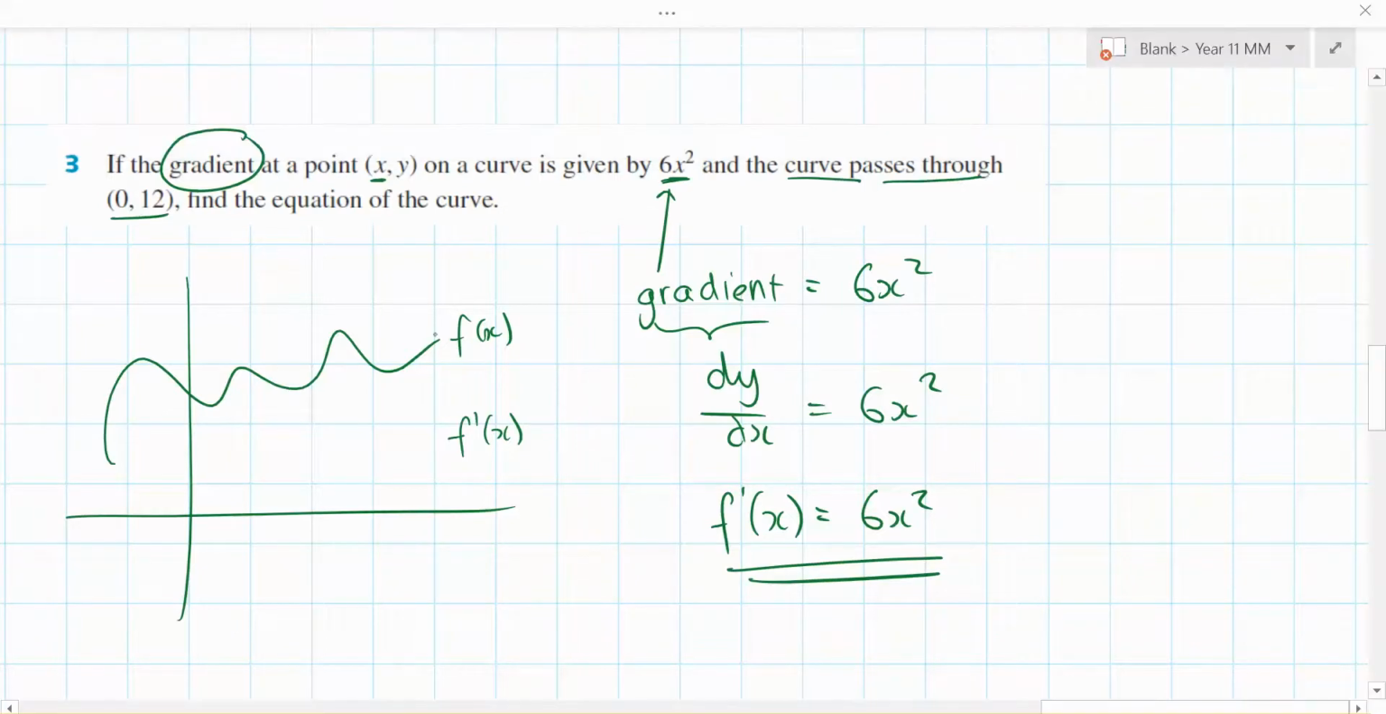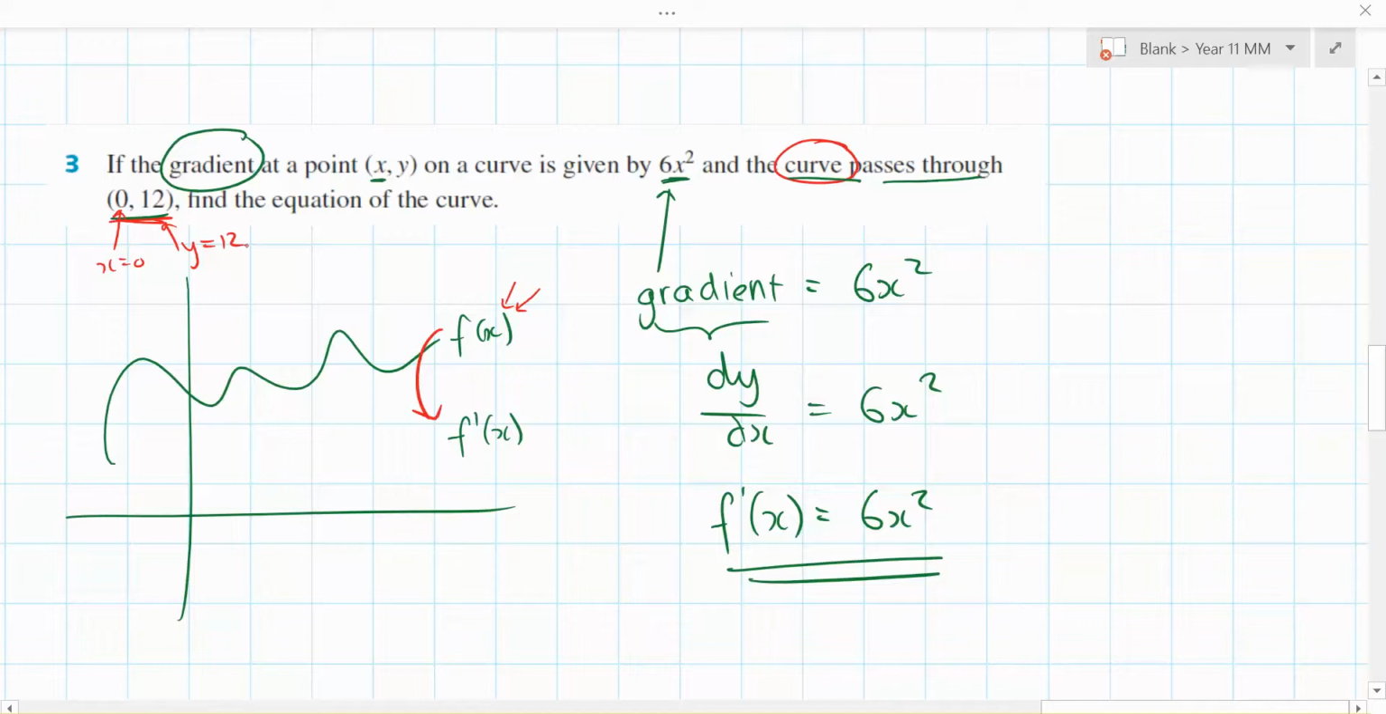But how do you find the derivative? You find it by doing differentiation. Now, they said as well the curve, which means the original function, which we don't know what it is yet, the curve passes through 0, 12. So it means when you sub x equals 0, y equals 12. Very similar to question 2.